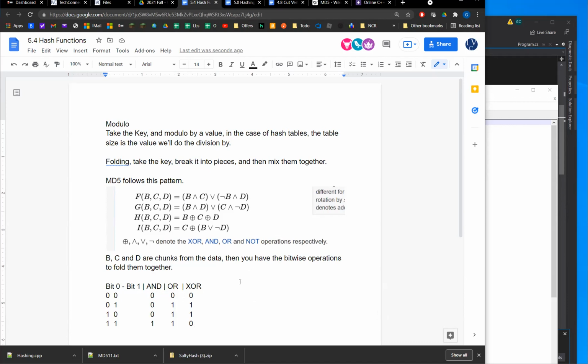All right, so if we're doing the not, right, not bit 0, that's just going to flip. 0 becomes 1, and 1 becomes 0. We're not using this symbol over here for the negation.